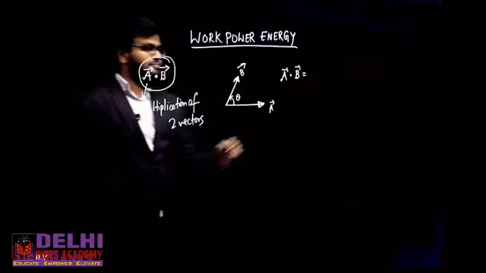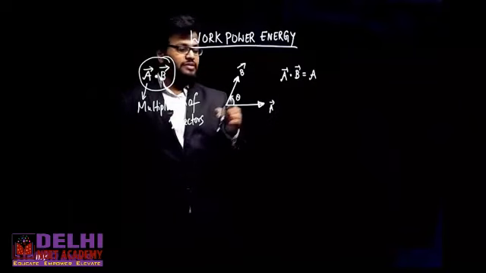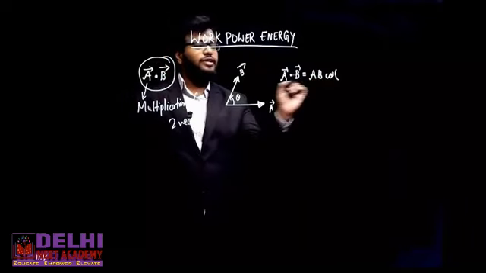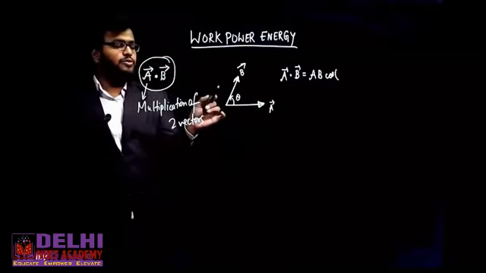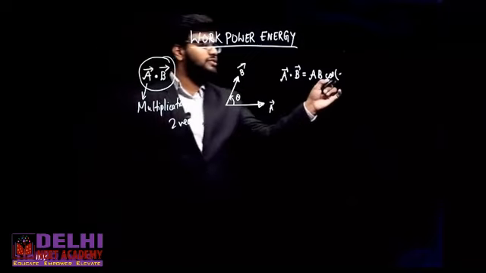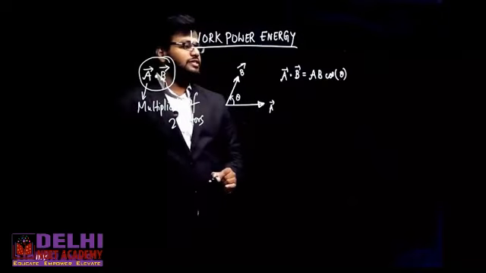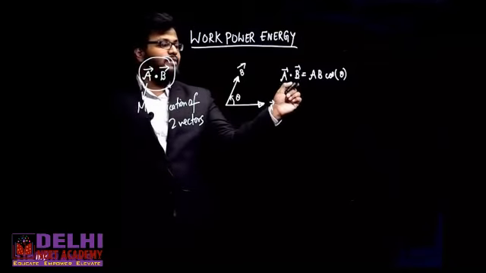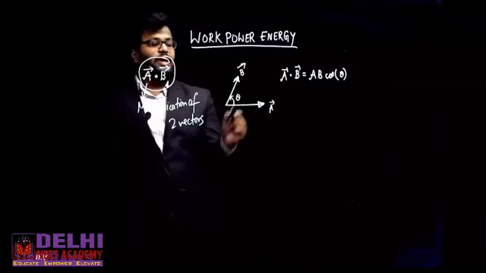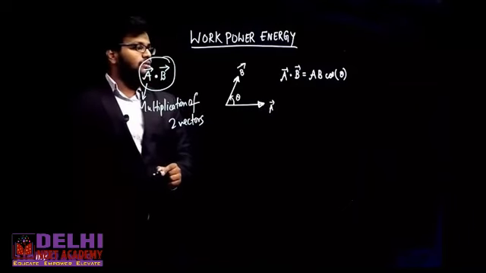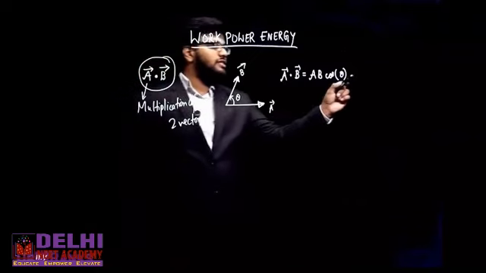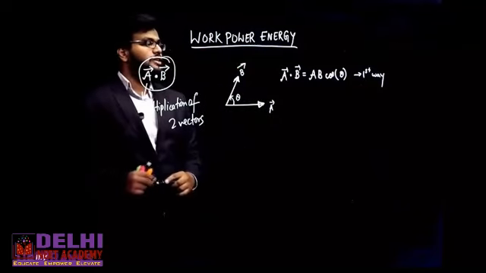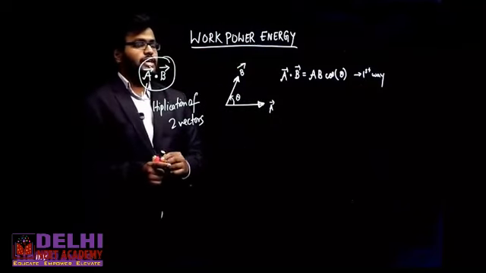A dot b is defined as the magnitude of a, whatever is the magnitude of this vector, into the magnitude of b, into cos of the angle. If you are taking a dot b, then the angle should be taken from a to b. So from a to b I have taken the angle as theta, so it will be cos theta. This is how a dot product is defined. Simply multiply the magnitude of a into the magnitude of b into cos of the angle between a and b. This is the first way, that is, simply take the magnitude of a, the magnitude of b, and multiply with the cos of the angle between the two, that is a dot b.